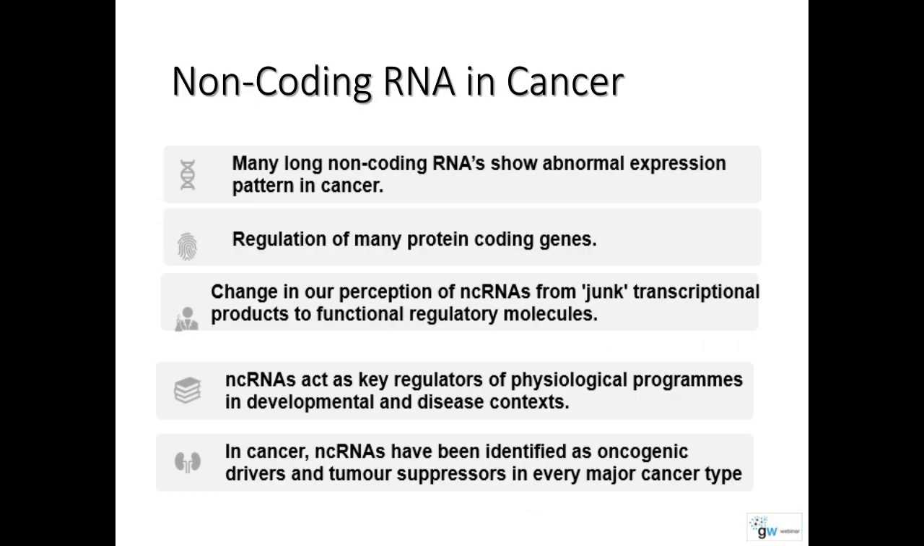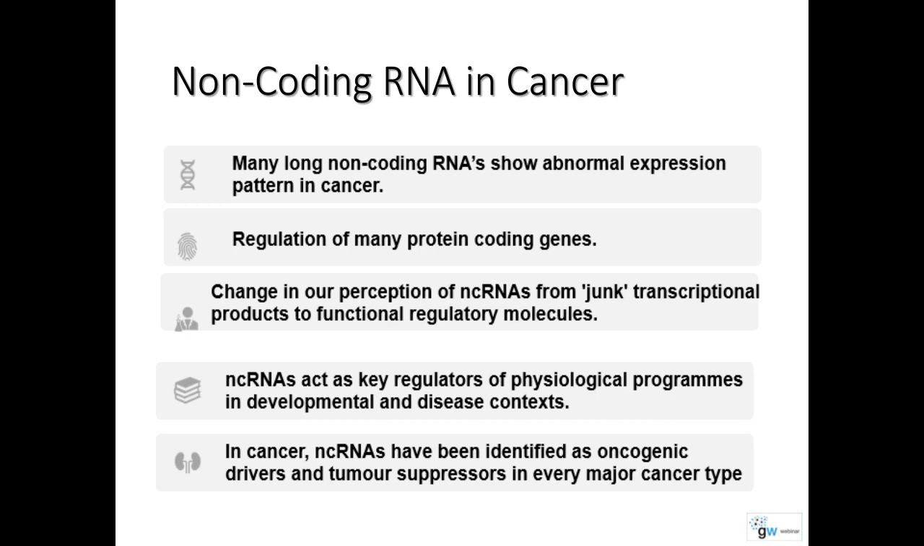Even before the sequencing analysis of the human genome, we thought even the non-coding RNAs were junk sequences, because since they are not coding for any particular protein, we thought that these non-coding RNAs do not have any functional consequences. But in the recent extensive analysis of several normal genomes and several cancer genomes, we found that many RNAs show abnormal expression patterns that are specific in cancer and different from the benign tissue, and they do play an important role in the regulation of many protein coding genes as well.